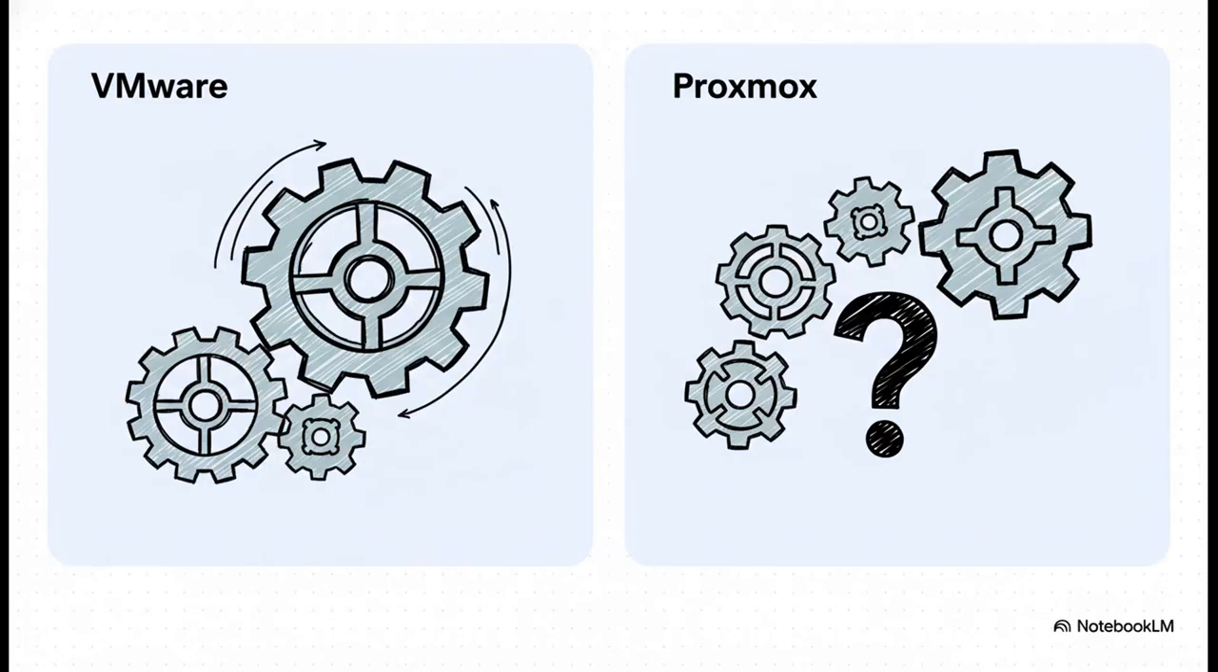Let's just cut right to the chase. Anyone who's ever touched VMware knows PowerCLI. I mean, it is the absolute king of automation for vSphere. It's clean, it's native PowerShell, it just works. But then you jump over to Proxmox and it's like hitting a brick wall. You're left staring at this big empty space asking yourself, where's our PowerCLI? That question mark, that's the exact problem we're solving today.